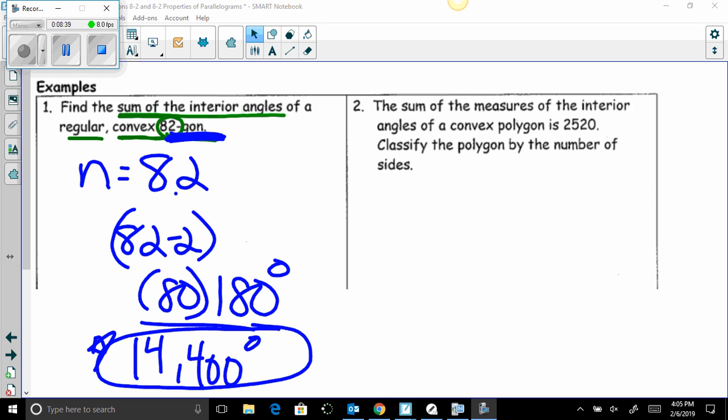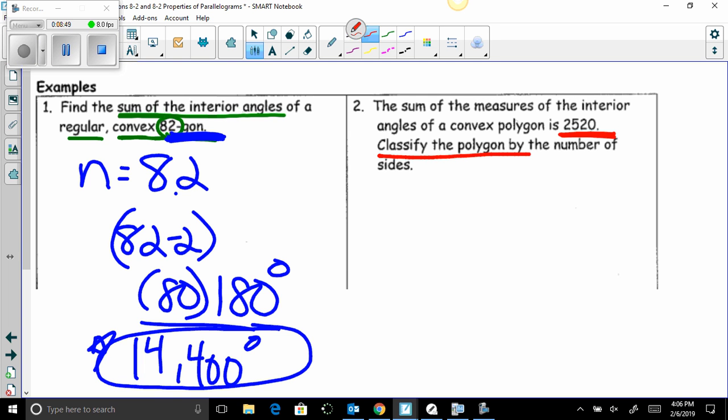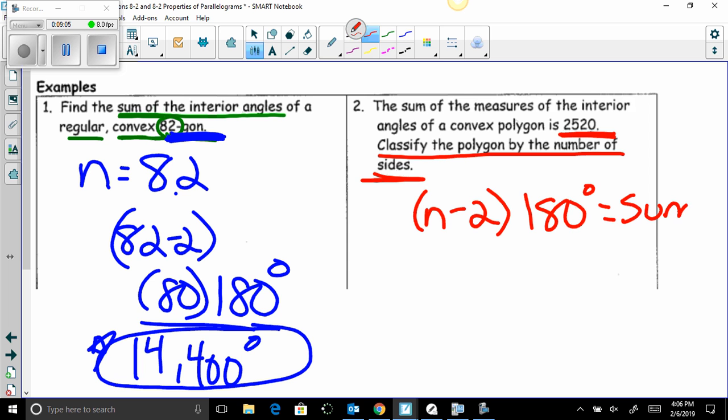The next question seems to be a little bit different. So let's read this question. The sum of the measures of the interior angles of a convex polygon is 2,520. Classify the polygon by the number of sides. So this time they're giving me the degree measure. I need to find n. I need to find the number of sides. So use your formula. N minus 2 times 180 equals the sum of your interior angles. Well, what do I know here? I know the sum of the interior angles is this. Replace that in your formula.